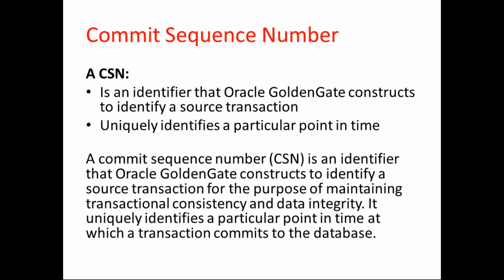System change number is a different number. Even when there is no commit occurring, you can still see in this database the SCN is incrementing. Okay, but the CSN doesn't increment. The CSN will increment only when a commit occurs.